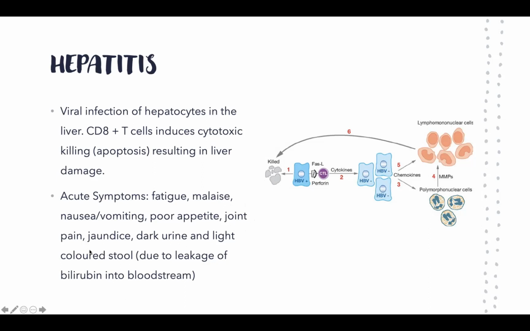Then here come our more specific symptoms. When we have jaundice, dark urine, and light-colored stool, this is due to the leakage of bilirubin into our bloodstream. So bilirubin that's usually processed through the hepatocyte and exits through our bile duct into our gut is now impaired because of the inflammation in the liver, and thus there's a leakage of this bilirubin into our bloodstream. So now that's why we're seeing the coloring of the skin as jaundice.